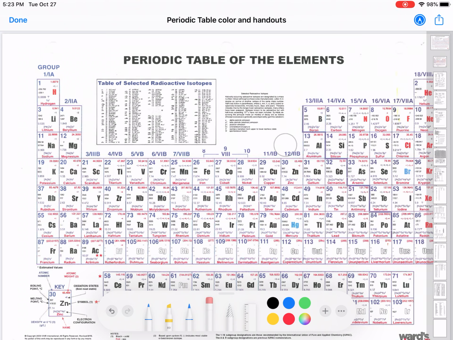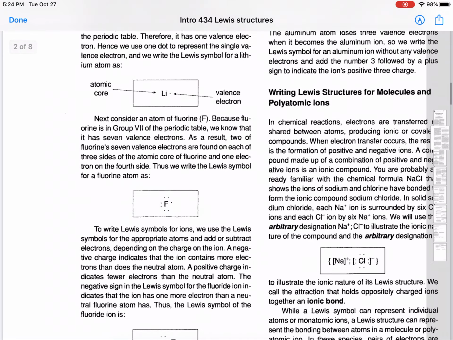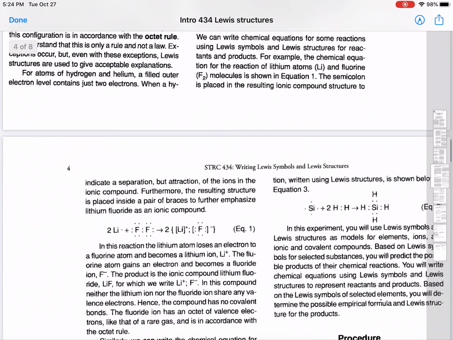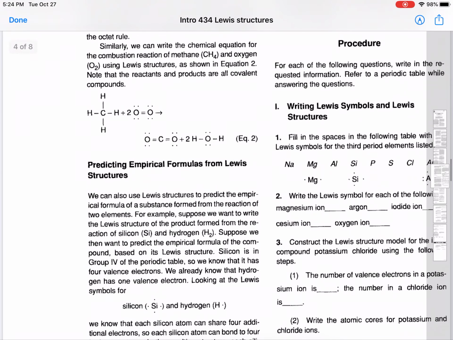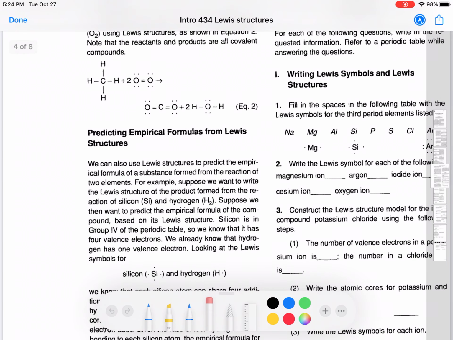You have to refer to the periodic table from time to time to see what the valence electrons are. Now here, let's look at our first one. Likewise, you should be able to write the Lewis symbol. For example, just like we talked about for sodium, you're just adding 1 dot surrounding sodium. Magnesium would be 2 dots. And then aluminum would be 1, 2, 3 dots.